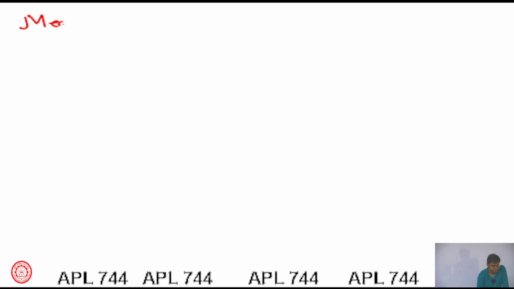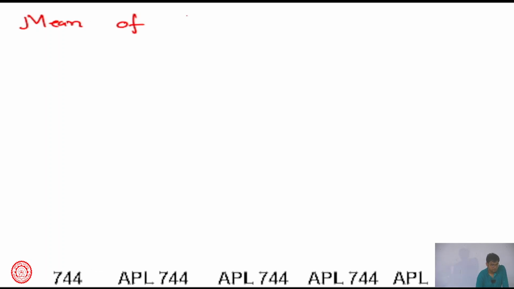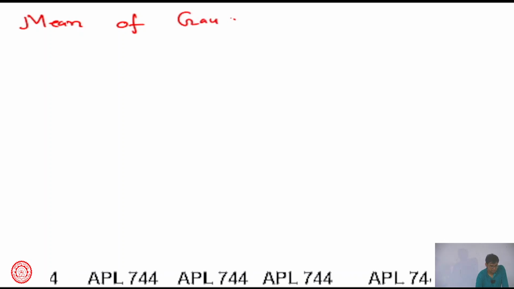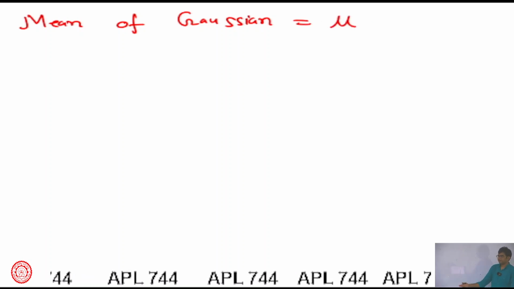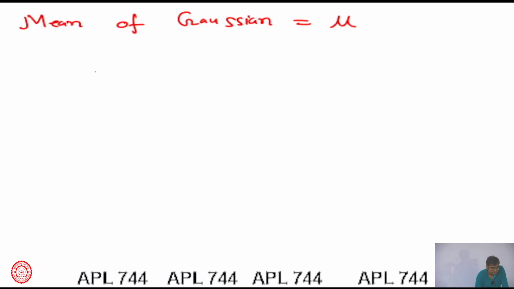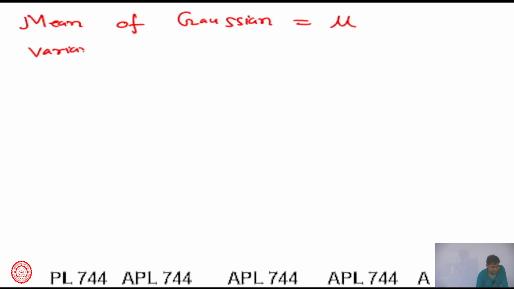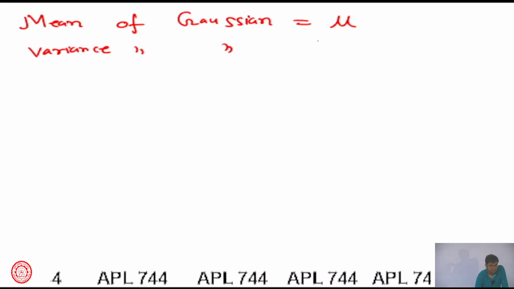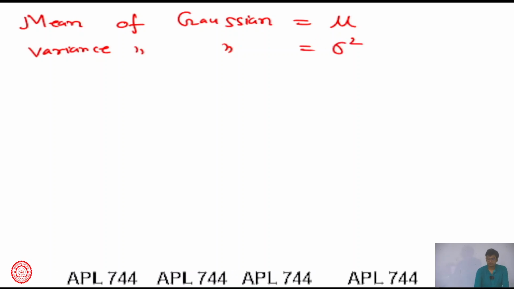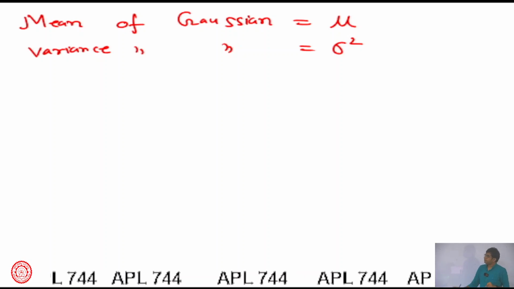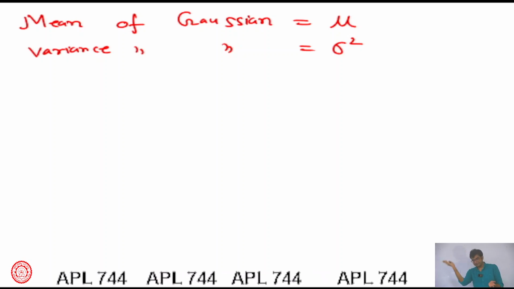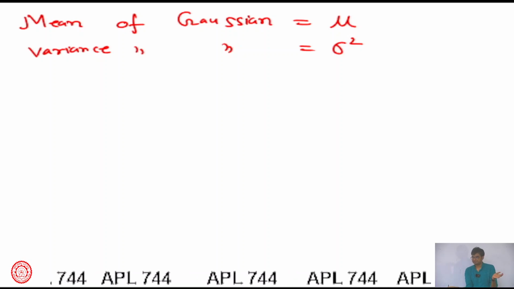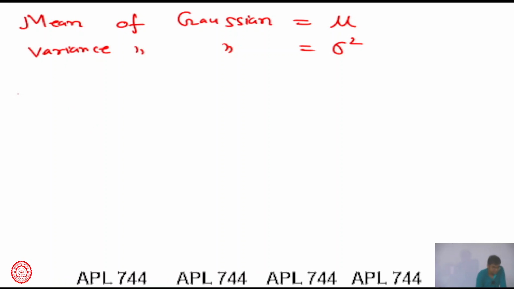Now, the mean of Gaussian distribution we already discussed is mu, that is the parameter. Variance of Gaussian is sigma square, okay? And this is a distribution that is symmetric about the mean. So, if you take the mean, the left hand side and the right hand side will become mirror images. So, it is a symmetric distribution.